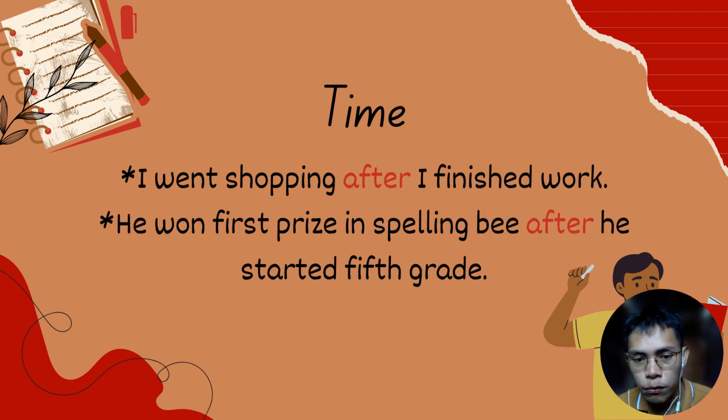Now, in terms of a series of actions, when the action of the independent clause happened second, we use the subordinate conjunction after. For instance, I went shopping after I finished work. So I finished work first, then went shopping. He won first prize in the spelling bee after he started 5th grade. He started 5th grade first, then won the spelling bee.